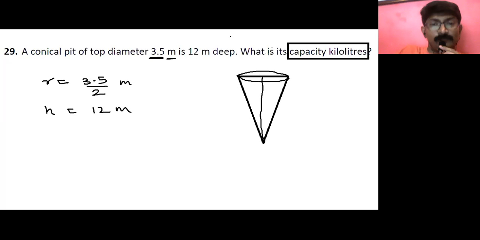Isn't it simple? And now what do we calculate? We have to calculate the capacity. That means we have to calculate the volume. So volume would be 1/3 pi r square h. So we'll quickly start with that.